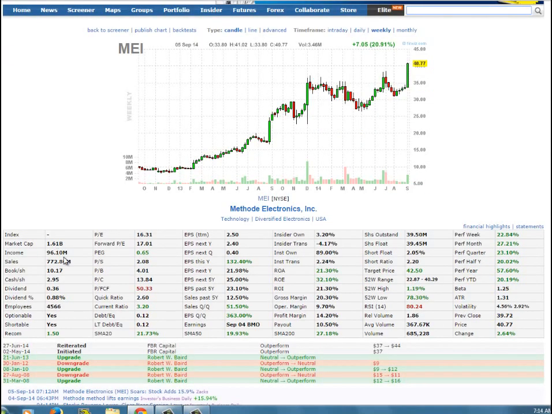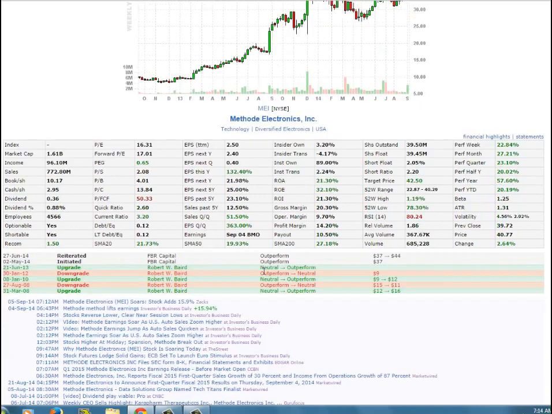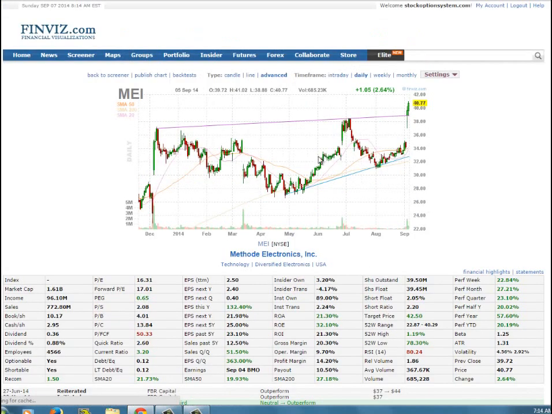Market cap of 1.61 billion, so it's a pretty healthy company. Earnings per share this year 132%, and quarter over quarter 363%. So this is a company that fundamentally looks pretty strong, all things considered. Shares outstanding 39.5 million, shares float 39.45. So if the stock starts getting acquired, then it's going to start driving higher. So that is an interesting stock.